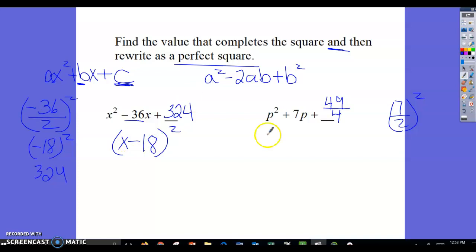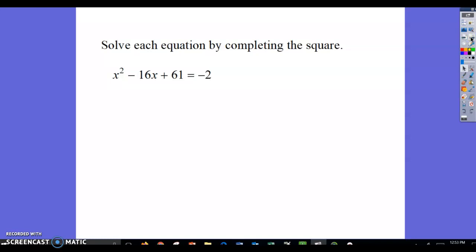Over here, again, we're using this same form, except now it's a plus in the middle. But we still know that both the end terms are perfect squares. So I'm going to have p, and I'm going to have 7 halves. This time, because it's a plus, my binomial is positive there. That's how you complete the square and then write it as a perfect square trinomial, or write it in factored form.